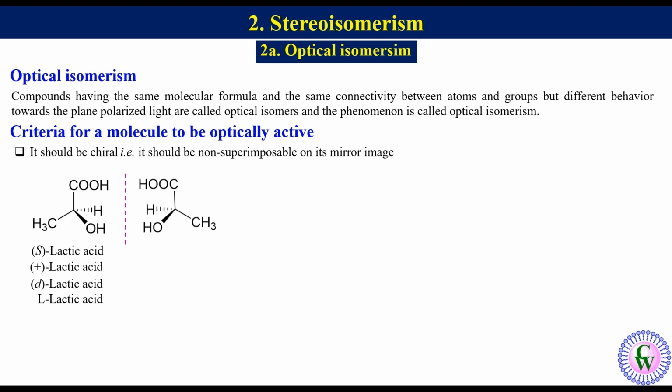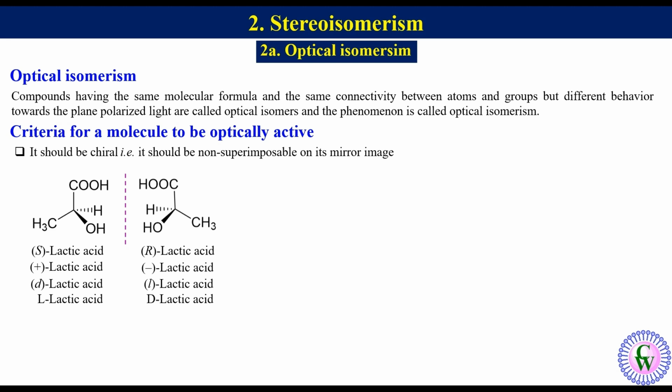The isomer shown on the right side of the mirror has R configuration, so it is called R lactic acid. It rotates the plane of plane polarized light towards the left, so it is called minus lactic acid or small l lactic acid. It is also called capital D lactic acid.